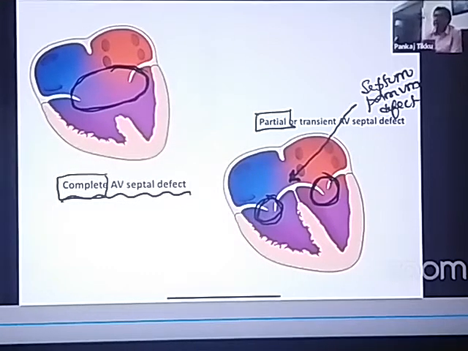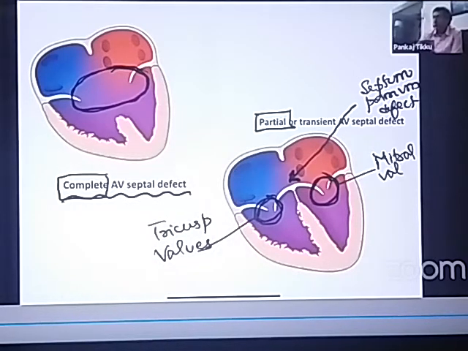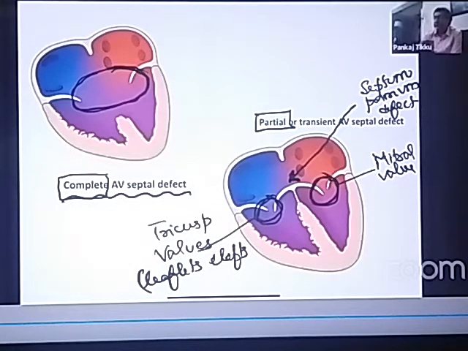It is not properly developed, and the valves may be separate valves. They may be a separate tricuspid valve and a separate mitral valve. But even in the valves, the leaflets have some clefts. That means there are abnormal leaflets. Leaflets are not normal. So there are two types of endocardial cushion defects, or two types of atrioventricular septal defects.